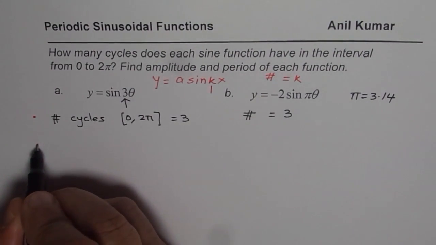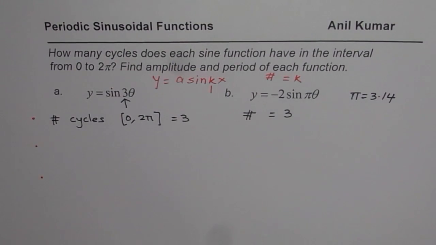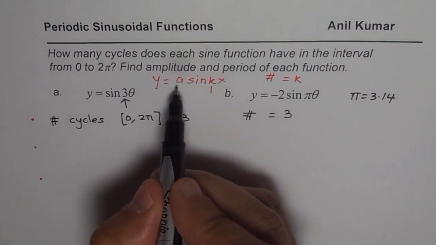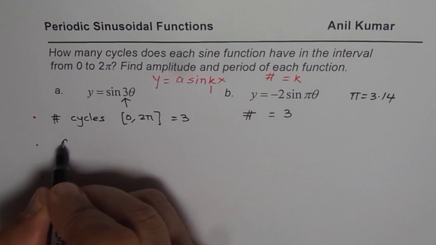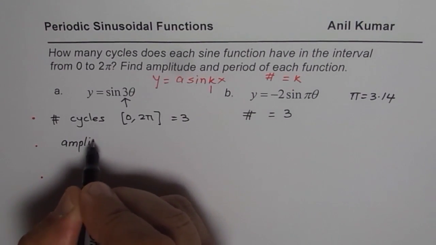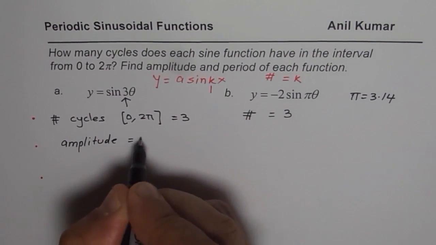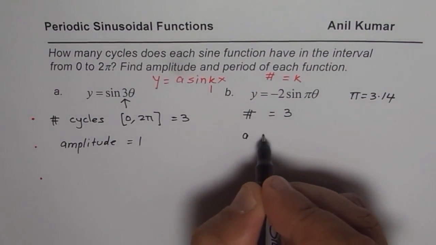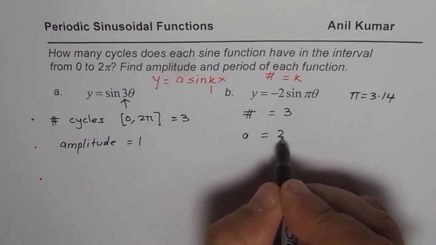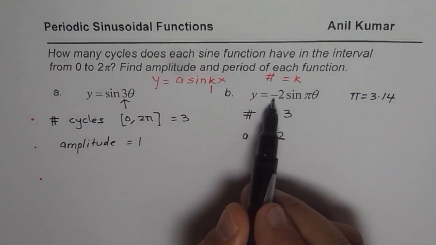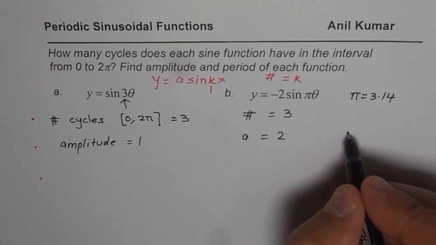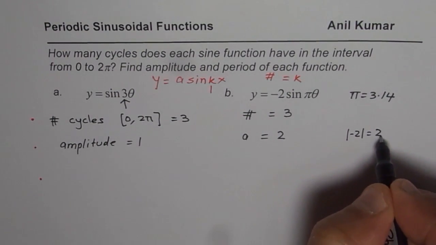So now we'll find the amplitude and time period for each function. Amplitude is a. In this particular case, amplitude is 1. In the other case, amplitude a is 2. Remember, amplitude is always a positive value, so it is the absolute value, not just minus. Amplitude is never negative, so it has to be the absolute value, which is 2.